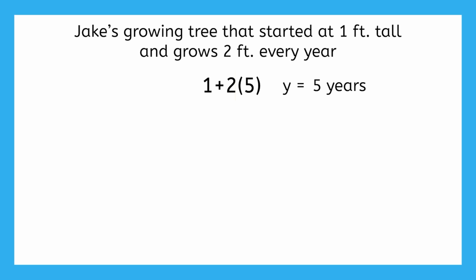All right, so if I can find out what the value of this expression is, or evaluate 1 plus 2 times 5, as we say in math, I'll know how tall the tree will be after 5 years. But how do I do this? Do I add 1 plus 2 first? Or should I multiply 2 times 5 first? Remember when I said that math is a language?